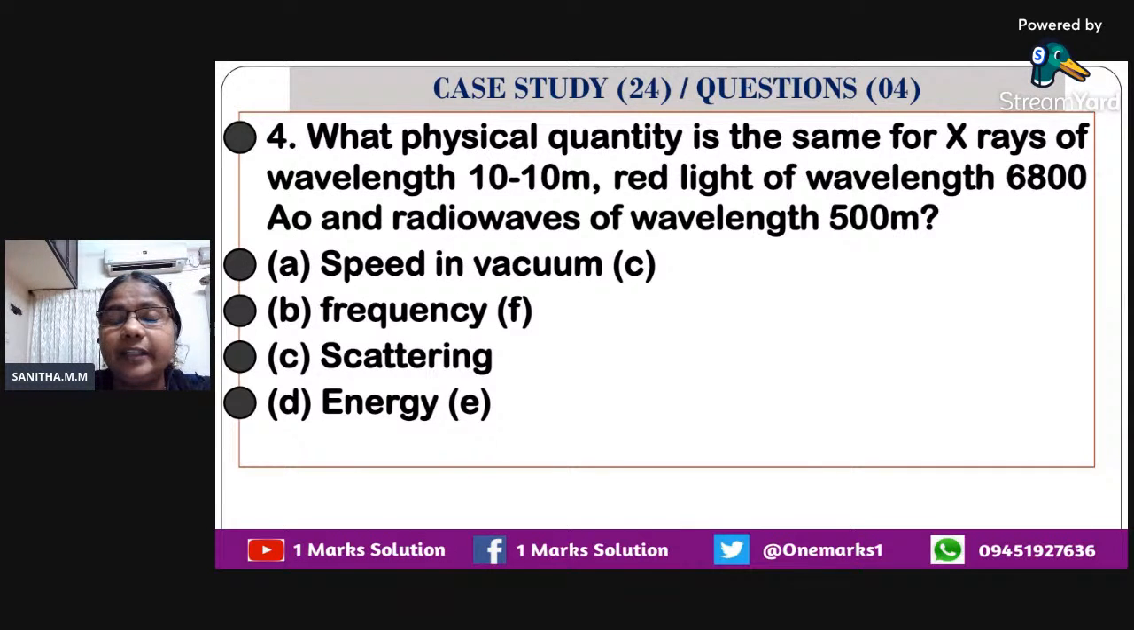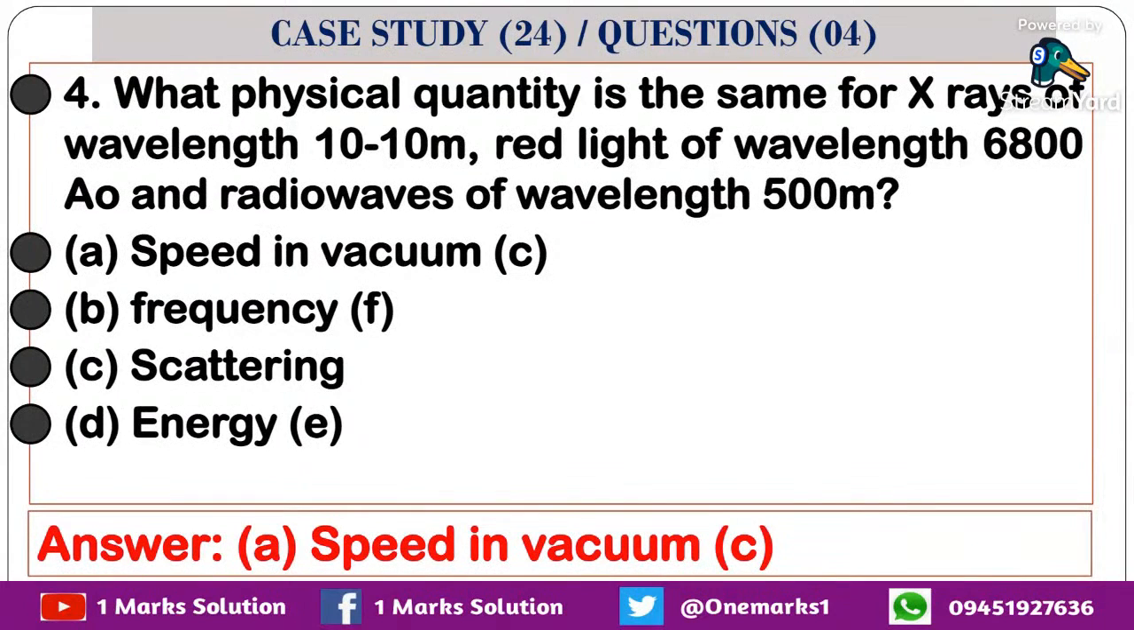Which is that physical quantity? That is a very important property of electromagnetic waves. No doubt at all, it is speed. That is velocity in vacuum, we can say C. We will use the letter C, usually the velocity of light in vacuum. And its value is 3 into 10 raised to 8 meter per second. No doubt at all, that is the correct option. All should know that. So speed in vacuum, that is the correct answer.